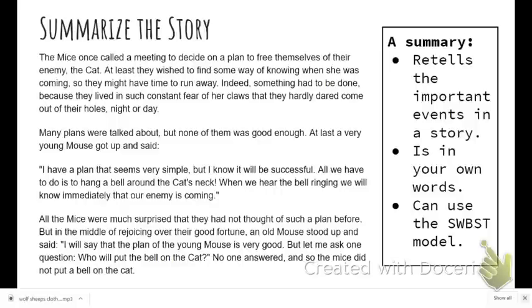Remember that a summary retells the important events in a story. It's in your own words and can use the somebody wants but so then model. Take a moment, see if you can summarize this story. You can use the somebody wants but so then model or your own ideas. Just write down what the most important events in the story are. Pause the video and do that, please.